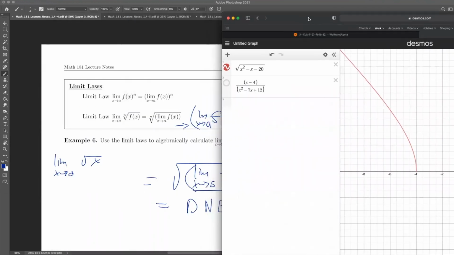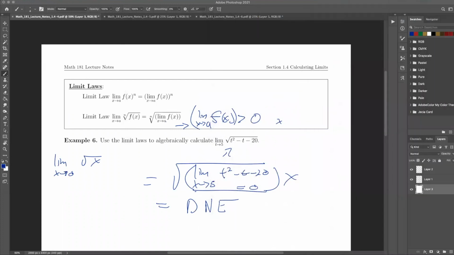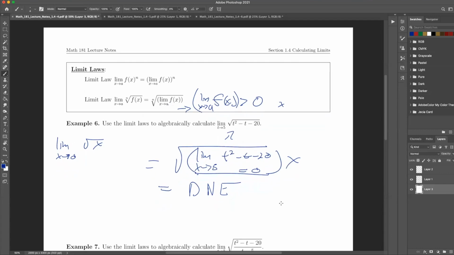So, how is it 0? Oh, here we can use the direct approach. Since this is a polynomial, I can just plug in 5. So we get 25 minus 5, which is 20. 20 minus 20 is 0. And so we get 0. All right, so this doesn't exist, but what about this?